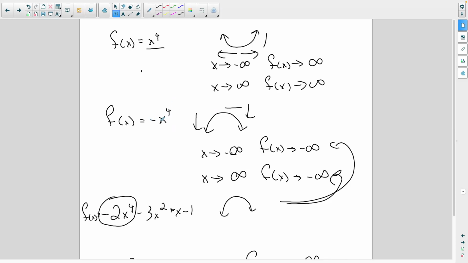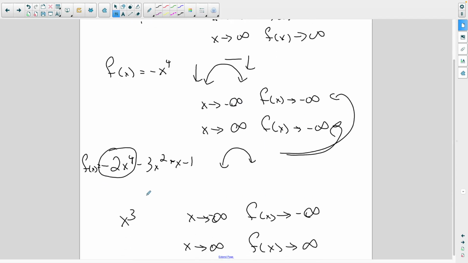This is an even polynomial, but it has a negative leading coefficient, so it flips, and as x goes to negative infinity, y goes to negative infinity, and vice versa. Our next one is -2x to the fourth minus 3x squared plus x minus 1. Again, we're just looking at the one in front. So it's a negative leading coefficient with an even power, so it's the same thing as above. Just want to make sure that y'all understand that x cubed looks like this, and so as x goes to the left, y goes down, and as x goes to the right, y goes up.